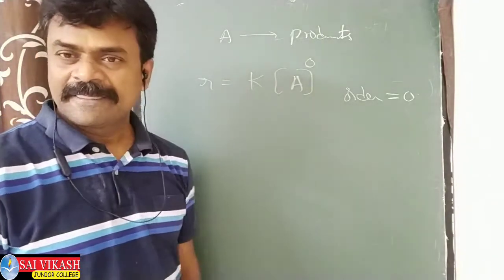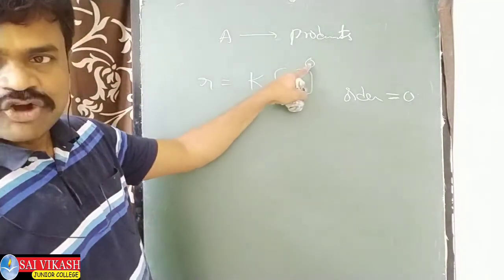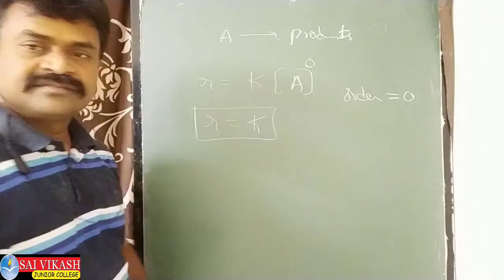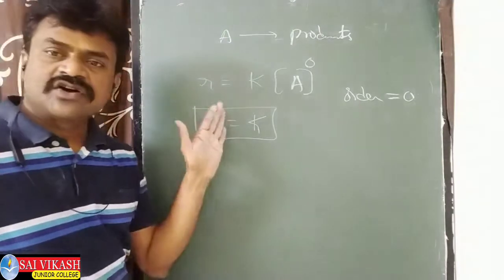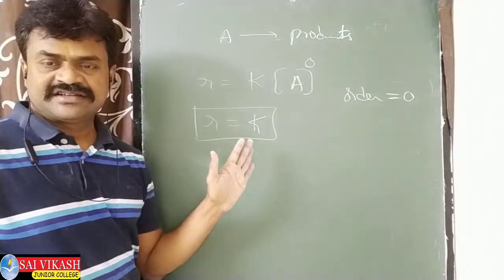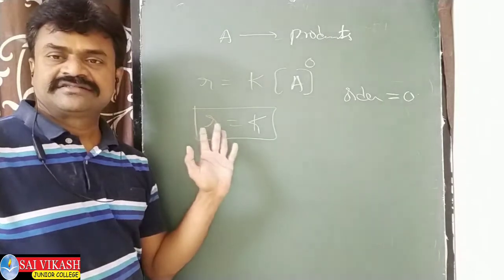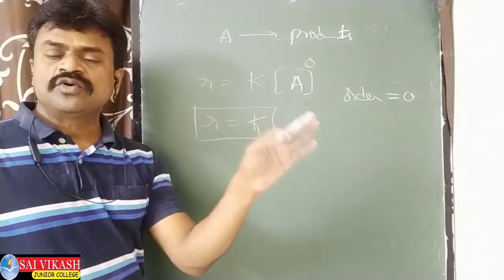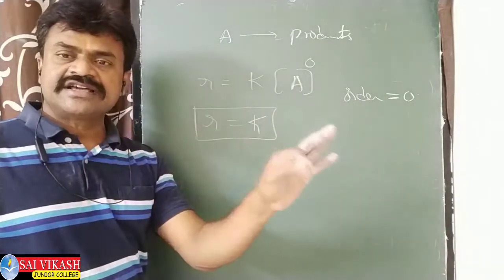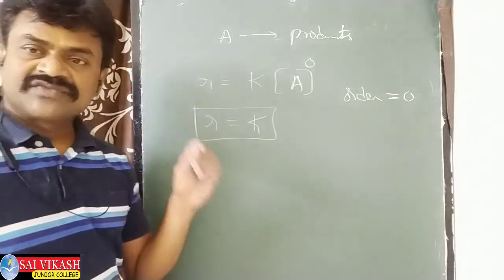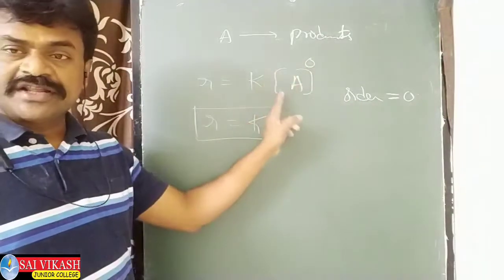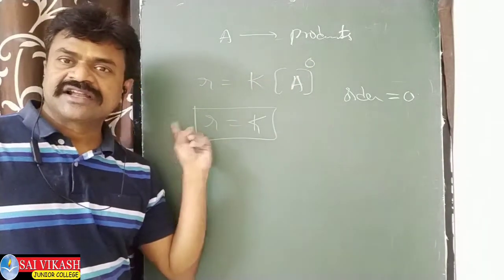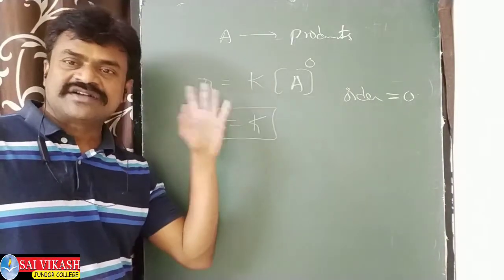But how is it 0? Anything power 0, how much? 1. Then here R equal to K. It means for all zero order reactions, rate becomes constant. That is a very simple thing. Constant speed going reactions are all considered as zero order reactions. Means for all zero order reactions, power should be 0. Anything power 0 is 1. Therefore, R equal to K only should come. K means rate constant. Rate equal to constant.